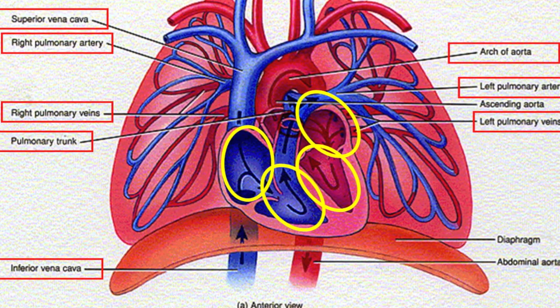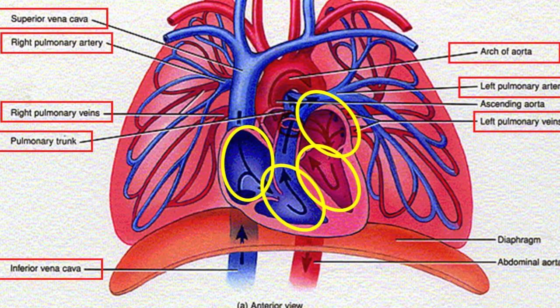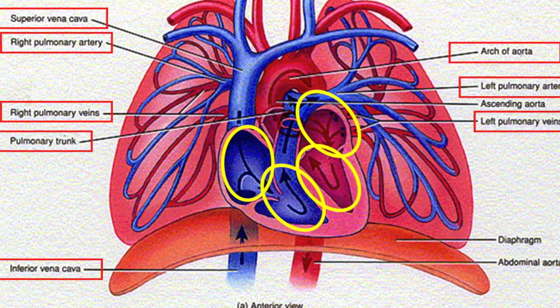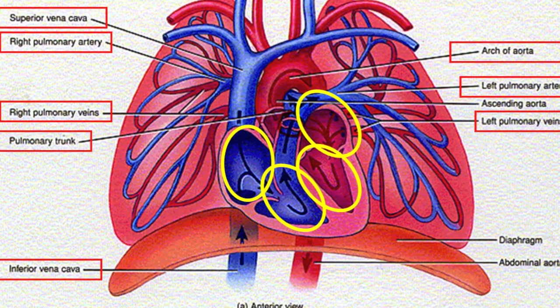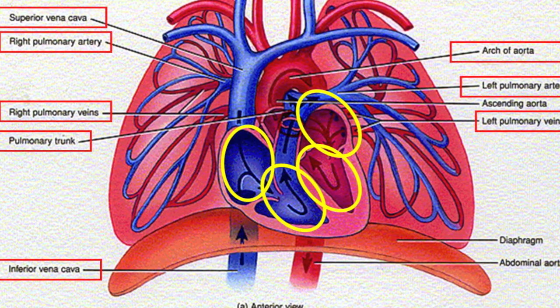The blood travels through the body, supplying the muscles and organs with oxygen and nutrients, and picking up CO2 and other waste. After flowing through the entire body, the blood returns to the right side of the heart to repeat the process again.